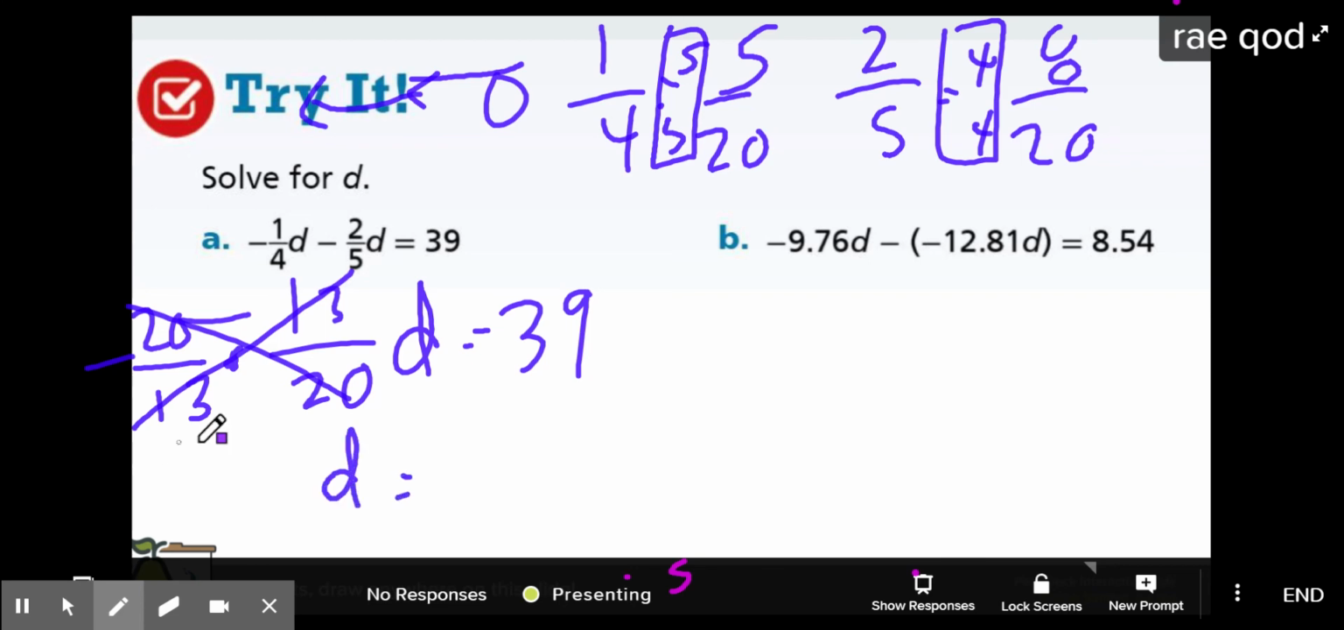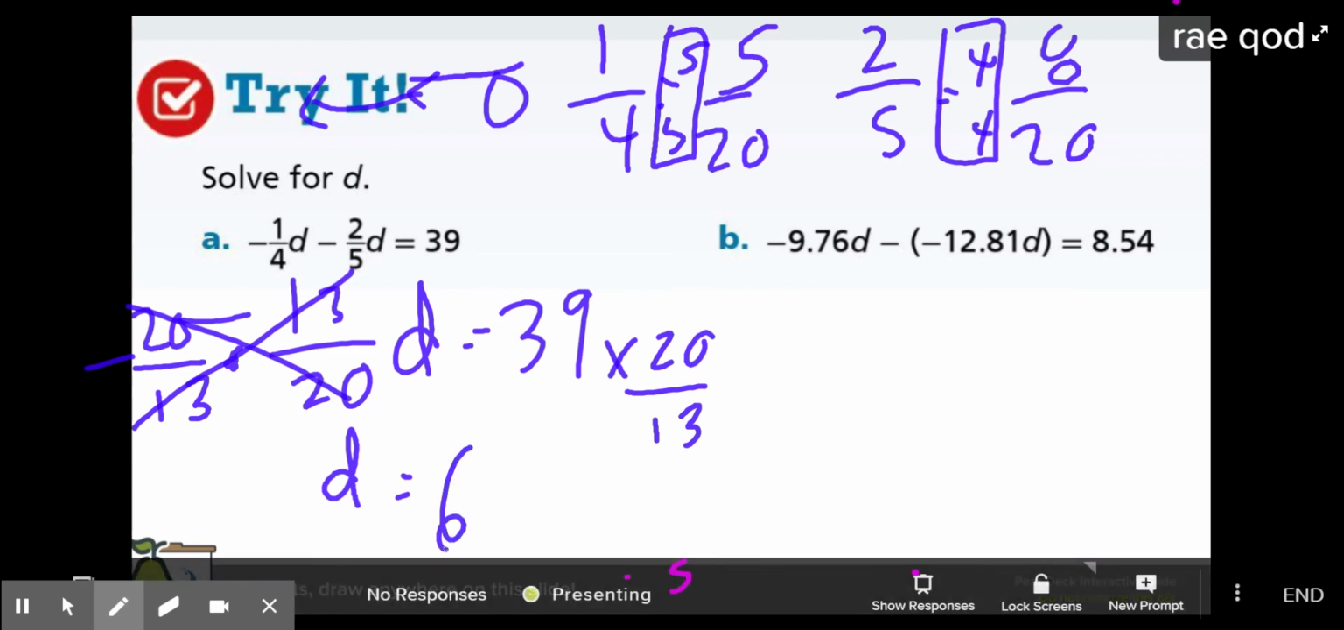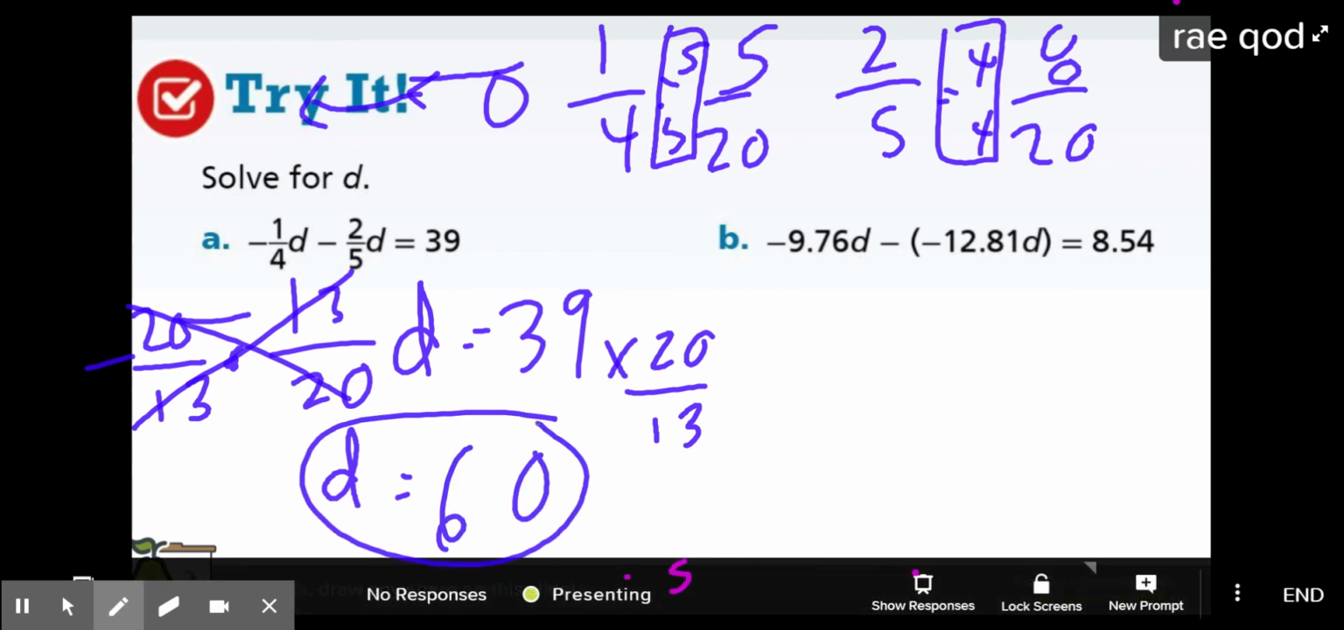And then over here, I need to multiply by my 20/13, which is 39 times 20, that's 780, divided by 13. I get 60. So D equals 60 on this one.